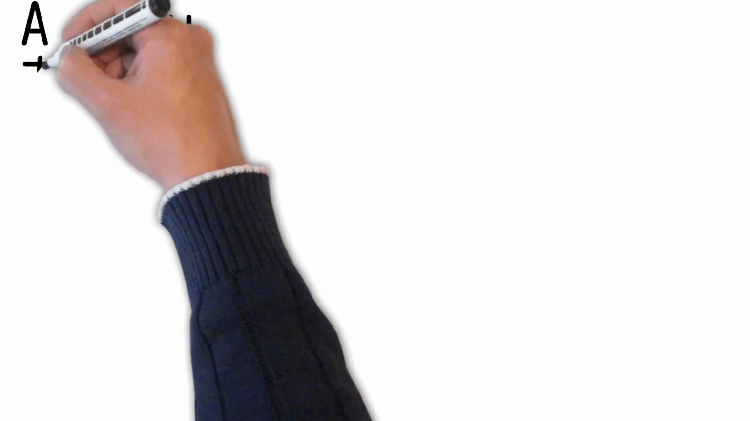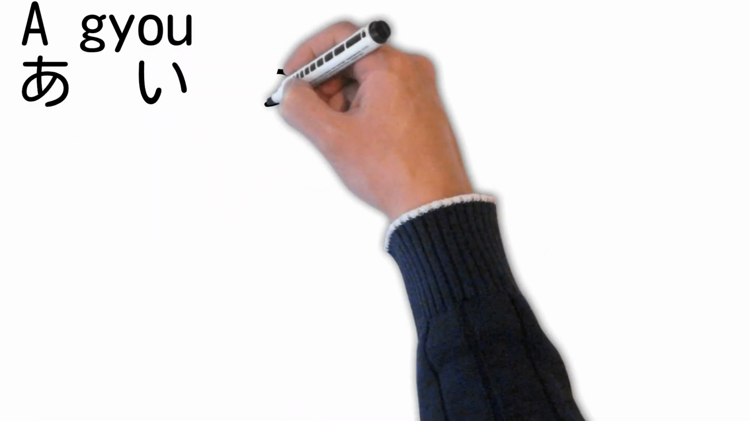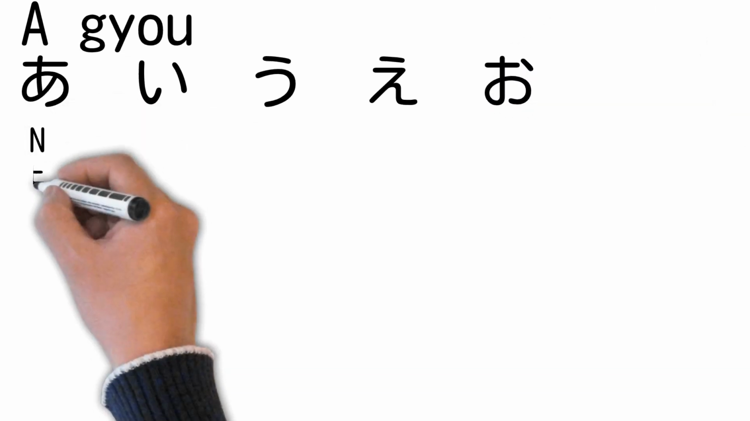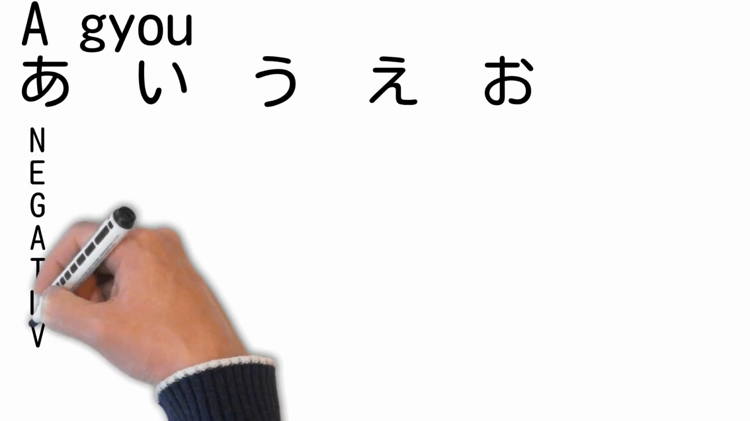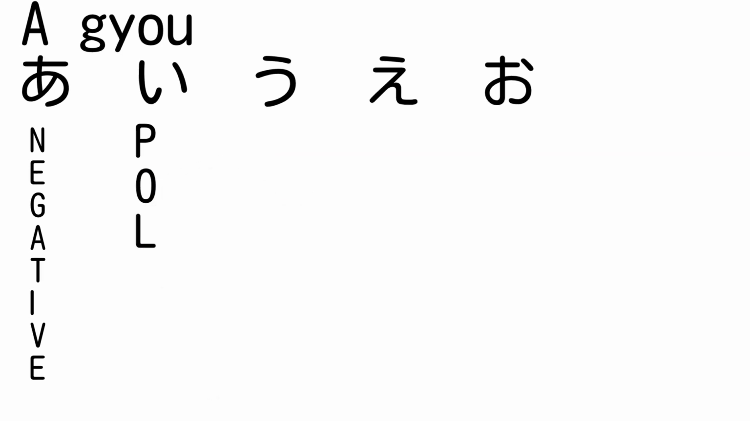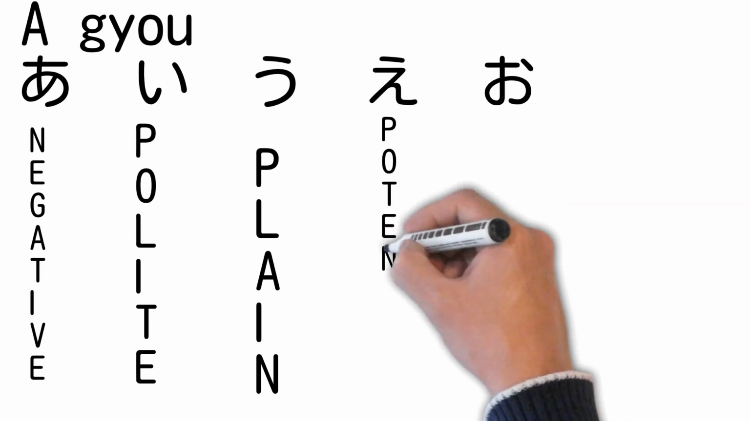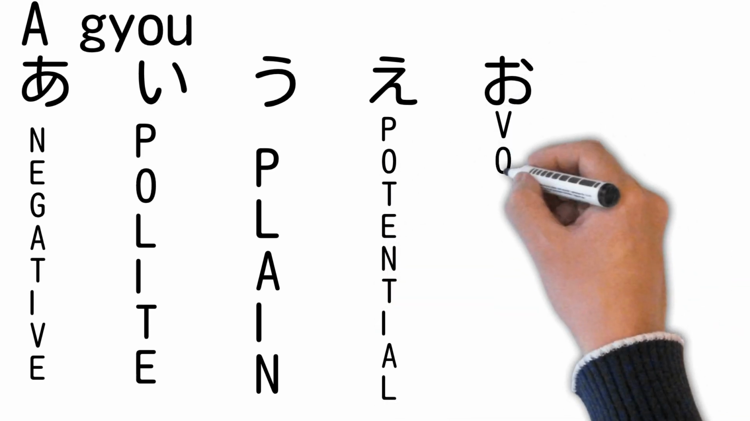Then we have our a-gyo. So now we have already completed our a-gyo. What are those again? We have a, i, u, e, o. In Japanese, they are actually used for the conjugation part. So a is for negative, i for polite, u for plain, e for potential, then o for volitional.